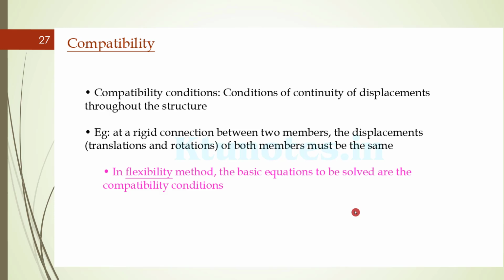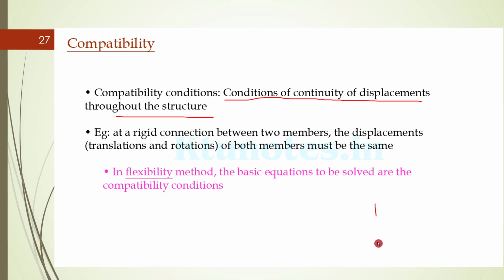The next important term is compatibility. By definition, it is the condition of continuity of displacement throughout the structure. So all the displacements in a structure should be continuous. An example is a rigid connection between two members: the displacements, that is translations and rotations, of both members must be the same.